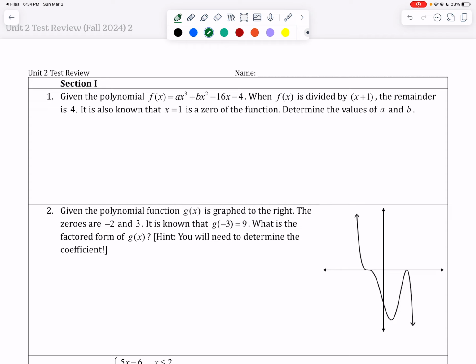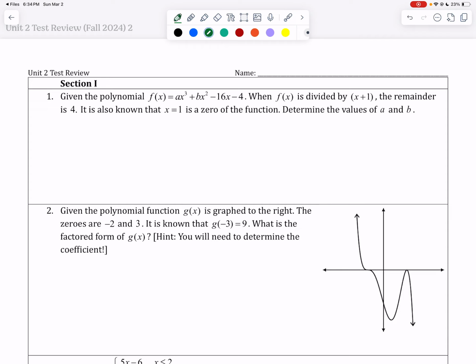So looking at number 1 here, we are given a polynomial. F of x is equal to ax cubed plus bx squared minus 16x minus 4. And when f of x is divided by x plus 1, our remainder is 4. It is also known that x is equal to 1 is a 0 of the function, and we want to determine the values of a and b.